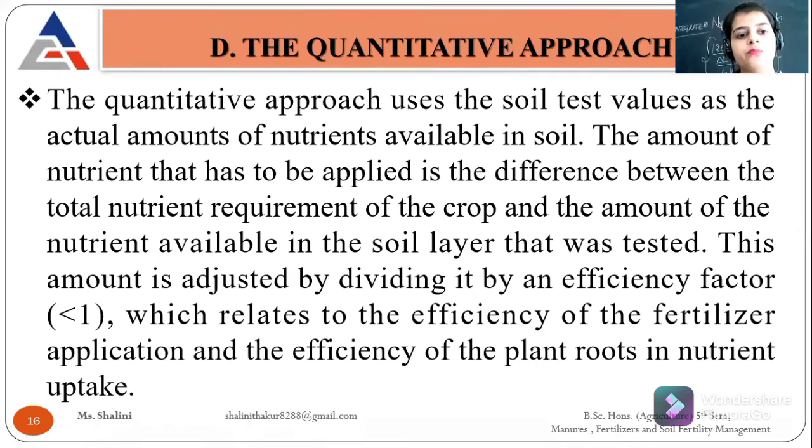And this amount should be adjusted by dividing it with an efficiency factor that should be less than 1, in which we have to know the efficiency of the fertilizer, which fertilizer can be easily taken by the crop, and from which source. So this is the quantitative approach.